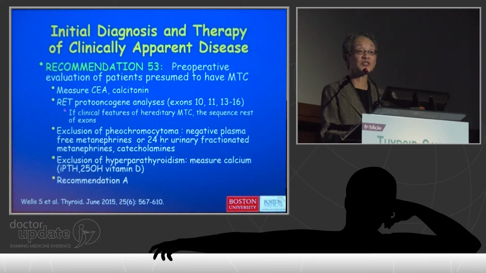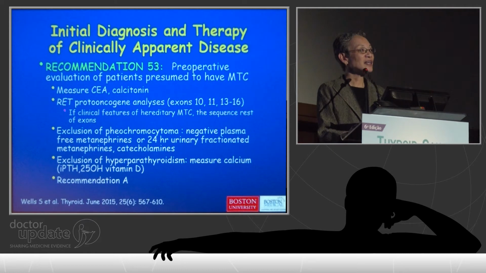You should exclude the chance of pheochromocytoma. The easiest and most sensitive test is a plasma-free metanephrine. If it's negative, you definitely do not have a pheochromocytoma. The problem is that it's such a sensitive test, it is not a very specific test. We have lots of patients with elevated levels of free metanephrines who do not have pheochromocytoma.